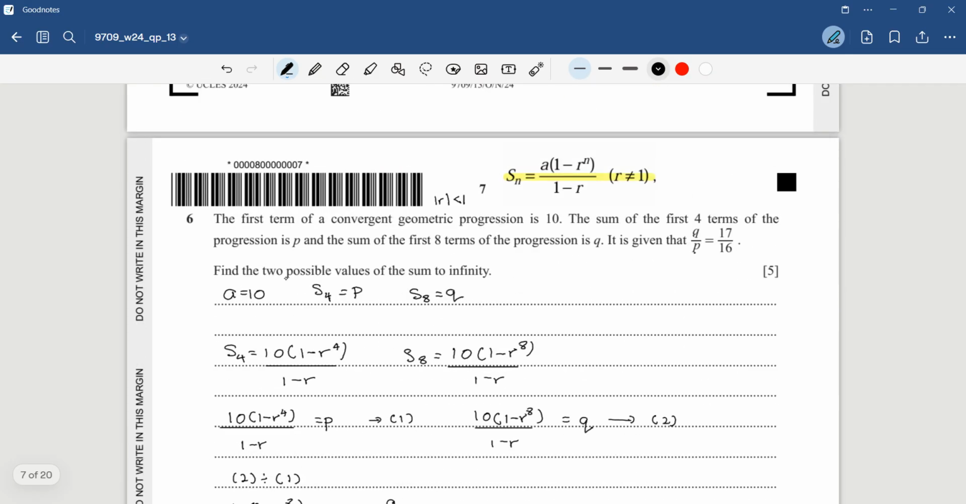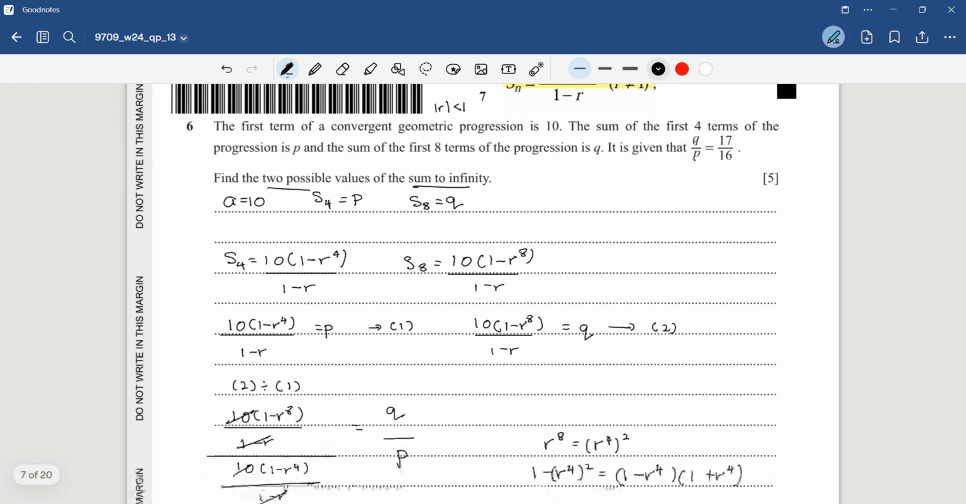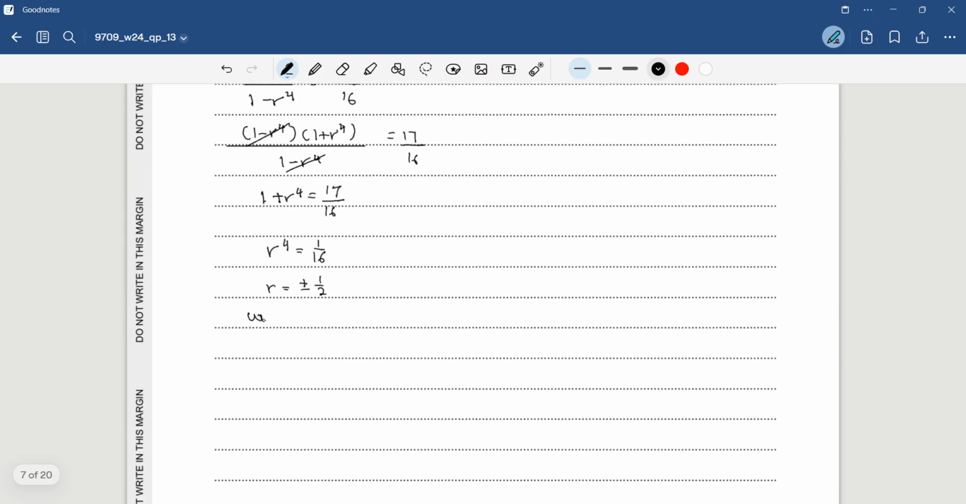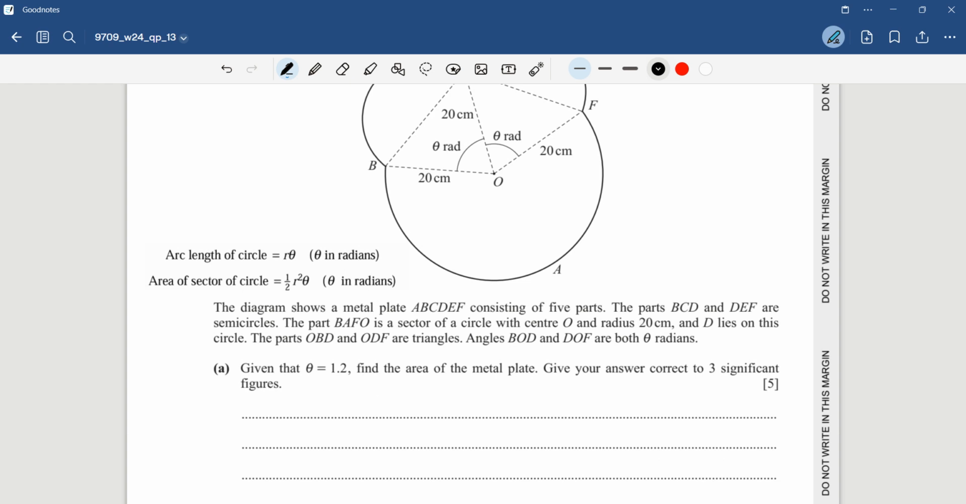Okay, and the question asks here to find the two possible values of the sum to infinity. So when r equals 1 over 2, your sum to infinity will be 10 over 1 minus 1 over 2, which will be 20. Okay, and when your r equals negative 1 over 2, the sum to infinity will be 10 over 1 minus negative 1 over 2, which will be 20 over 3. So these are the two sum to infinity values. Okay, so now we go to question number 7.